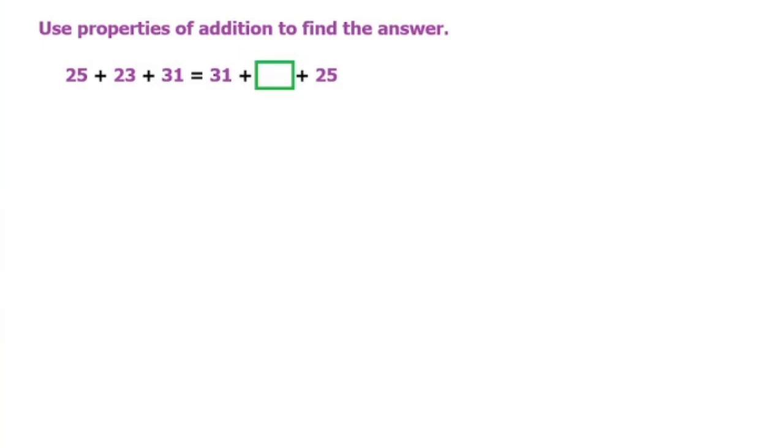In this video, we're going to use properties of addition to help us find the answer to an addition sentence. So if we have a problem like this that says use properties of addition to find the answer, and we have 25 plus 23 plus 31 equals 31 plus some mystery number plus 25.